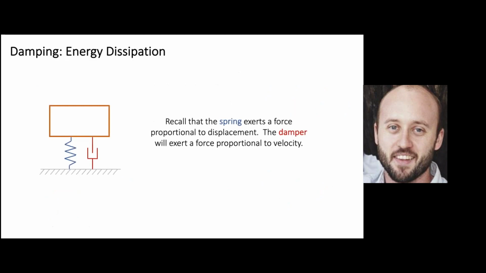So we said before that the spring exerts a force proportional to displacement, and the damper will exert a force proportional to velocity. That means the faster the system is moving, the more force the damper is going to exert on it. So back to our screen door example, if you've ever opened a screen door quickly or tried to close it quickly, you'll notice that it's much more difficult to move it than if you open it slowly or close it slowly, because the damper is actually exerting a greater force when the mass moves quicker.